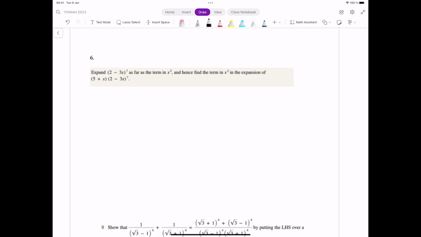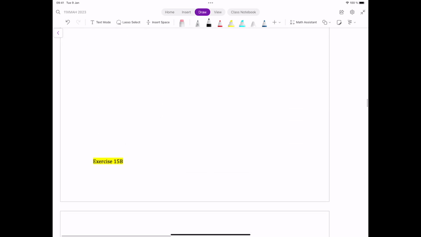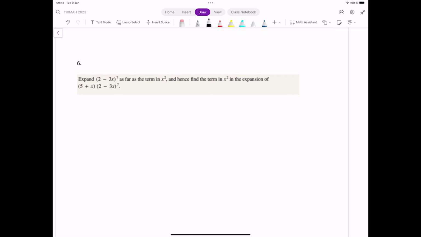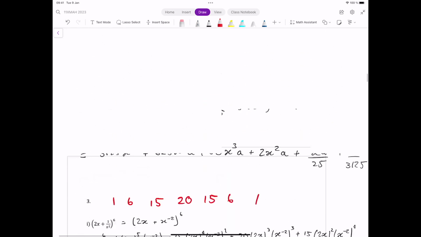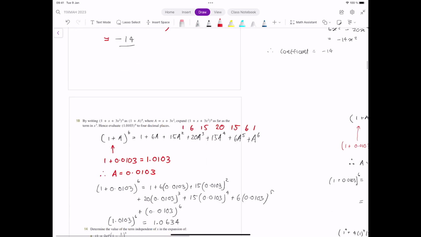Okay. This is where they start to get fun. Now, I haven't done these questions yet, so hopefully I can get them. How many have I got? A lot. Okay. Expand 2 minus 3x to the power of 7 as far as the term in x squared, and hence find the x squared in the expansion of that. Okay, so let's recall that our 7th term of Pascal's triangle is, I keep forgetting, 1, 7, 21, 35.